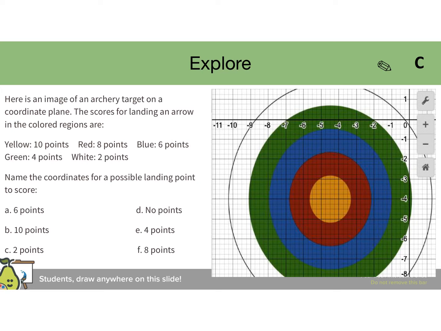So you would demonstrate to students that in order to score 6 points, they would have to land at (-2, -4) as an example. So it's very close to not scoring 6 points, but you want to show students that it's still in the blue region. And so here we're going to write down (-2, -4).